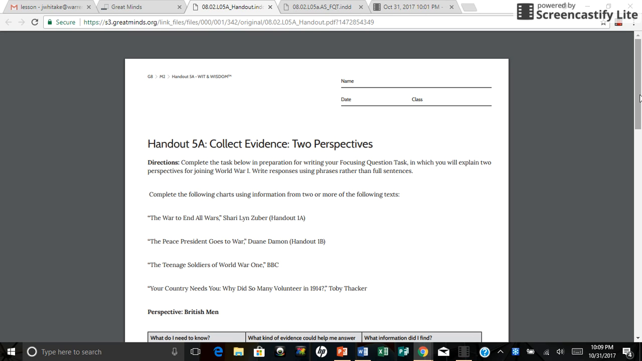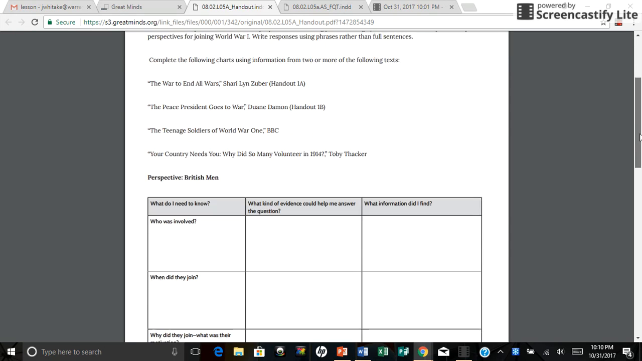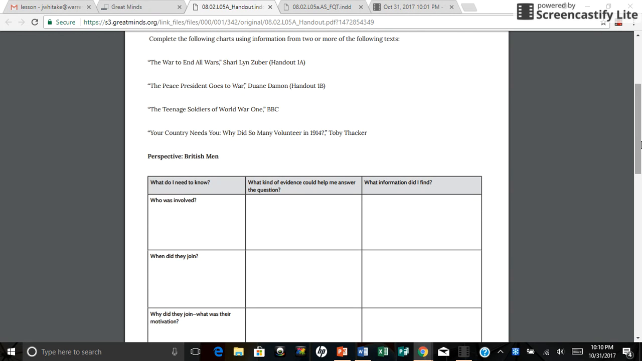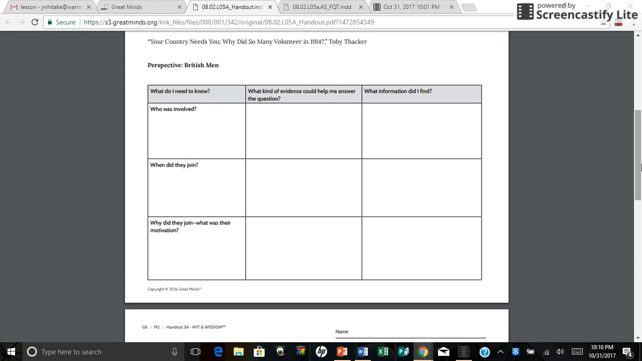And then for lesson 4, earlier this week or yesterday, depending on when you're doing this task, you need Your Country Needs You. Why did so many volunteer in 1914? And that should be a stapled doc. So two of them are in the orange spiral book, one was a Google Doc, and one was a stapled paper. As you're collecting your evidence and you're completing this task, you can just write phrases. You don't have to write complete sentences through this, especially since there isn't a lot of space.